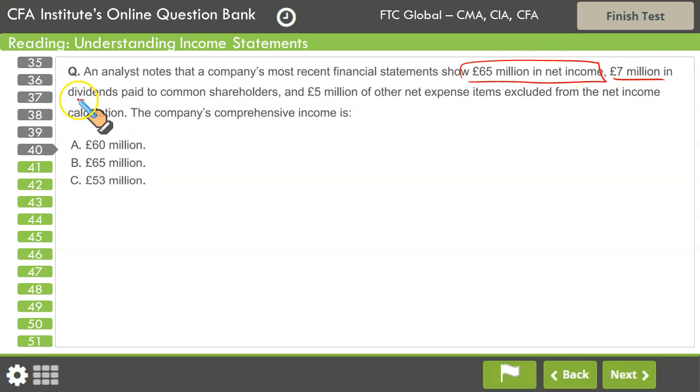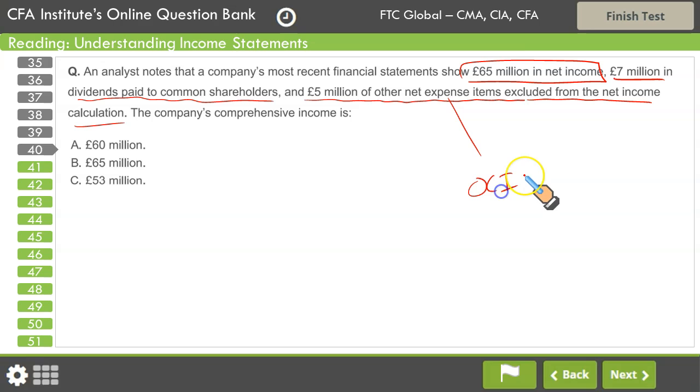7 million in dividends paid to common shareholders. And 5 million of other net expenses items excluded from net income. Interesting. If 5 million are other net expenses and they are not in net income computations, then where are they? Then they must be in other comprehensive income. Right? If they are not in the income statement, where could they be?